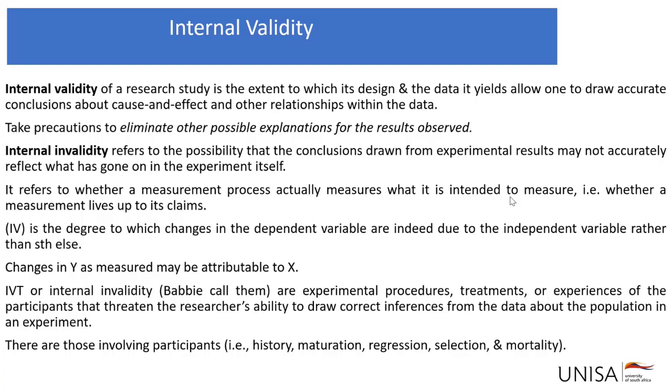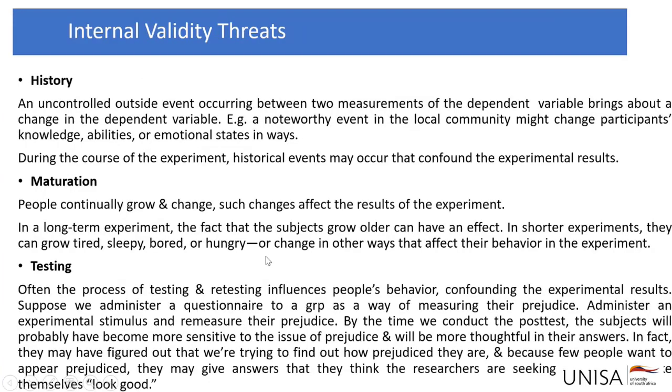So there are those internal validity threats that involve participants, such as history, maturation, regression, selection, and mortality. These are some of the threats that can be considered in the participants. Let's just look at them quickly. History.